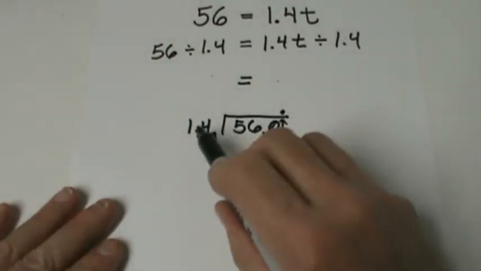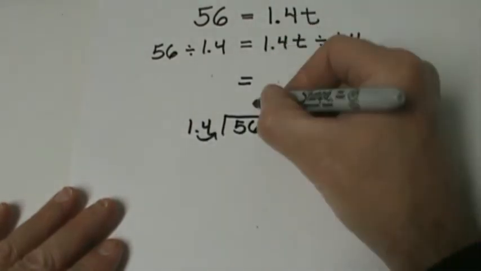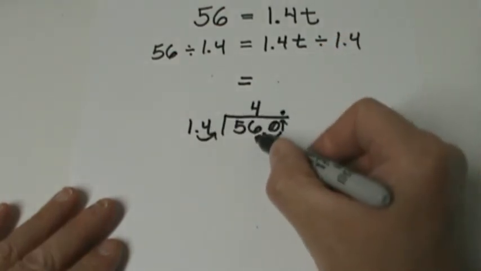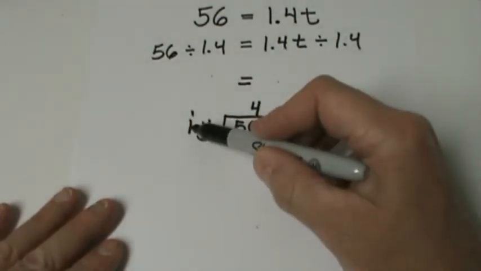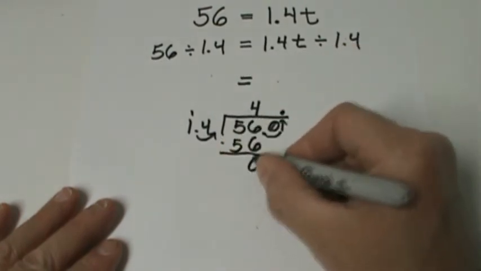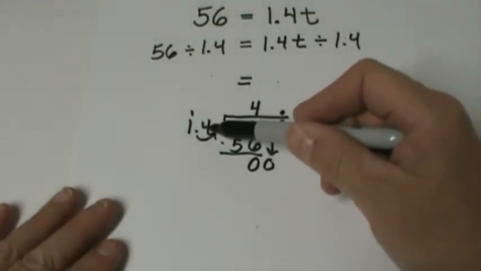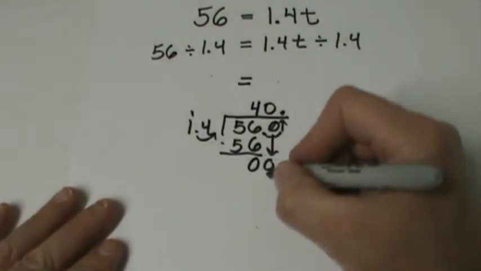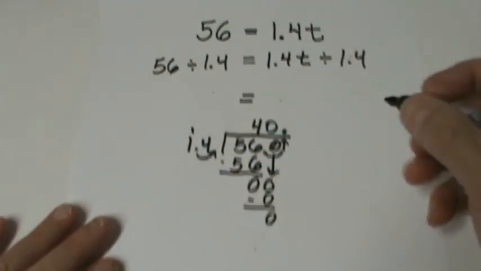14 can't go into 5. 14 can go into 56 a total of 4 times. 4 times 4 is 16. Regroup the 1. 4 times 1 is 4 plus 1 is 5. Subtract and we end up with 0. Bring down our other 0 and we would have 14 into 0. Can't do it. So we put a 0 up there in our quotient, and of course 0 times 14 is 0, and it terminates.